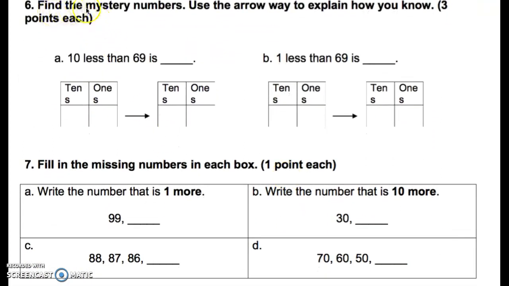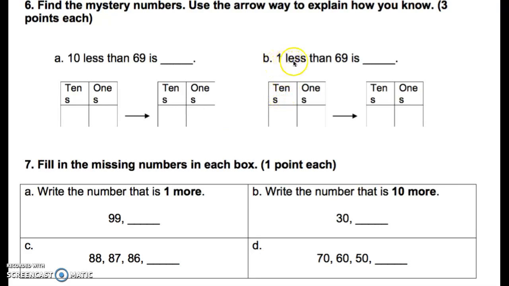Number 6, find the mystery numbers. Use the arrow way to explain how you know. A, 10 less than 69 is blank. So fill in the place value chart for the starting number. Don't forget, right above the arrow, what do they do? If it's 10 less, is it minus 10? Is it plus 10? And then what is the ending number that would be 10 less than 69 on the line and then on the place value chart?